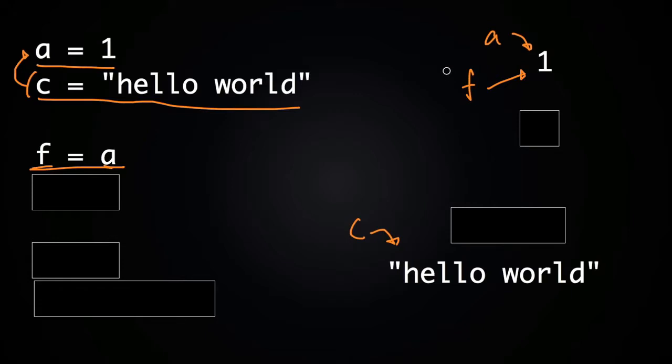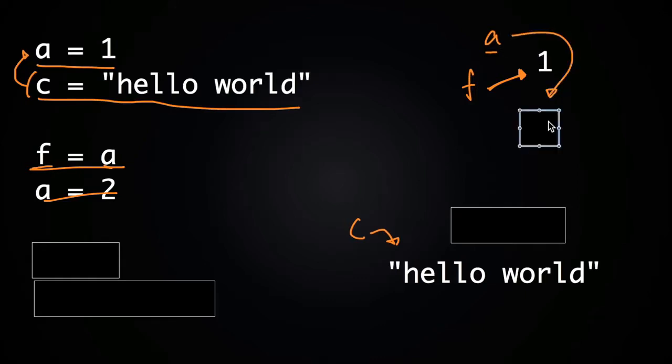And so f doesn't refer to the variable a. Instead, it refers to the value a is referring to. And this is important, for example, when you do a equals 2. If you write that, a now refers to the value 2 instead of 1, but f stays at the value 1. And this might not be the case if f was referring to the variable a.